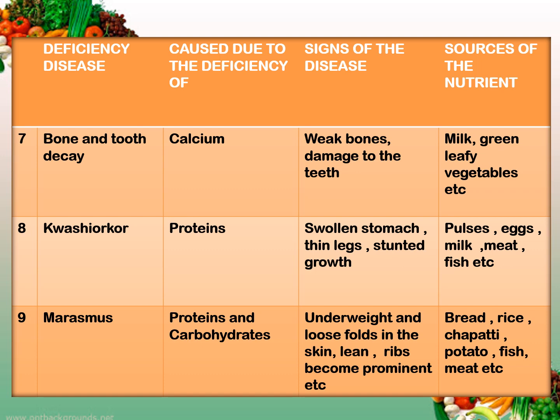We call it as wrinkled skin, right? And the person will be lean and ribs become prominent, means ribs can be seen under the skin, children. And the sources of the nutrients: a person who is suffering from marasmus should include the foods that are rich in both proteins and carbohydrates like bread, rice, chapati, potato, fish, meat, etc.